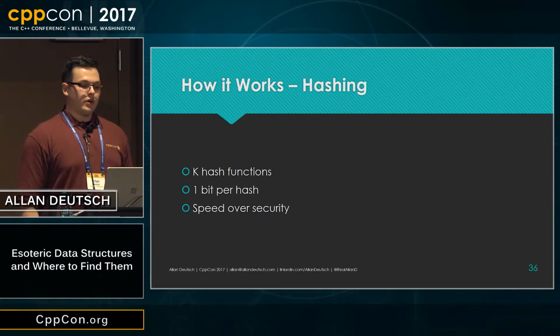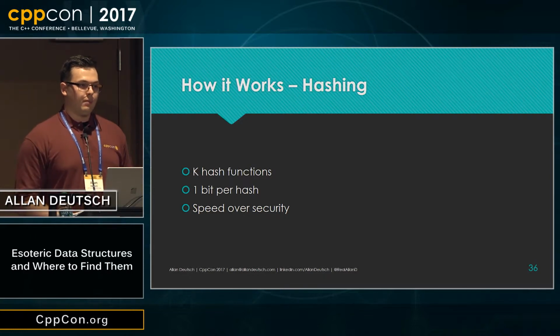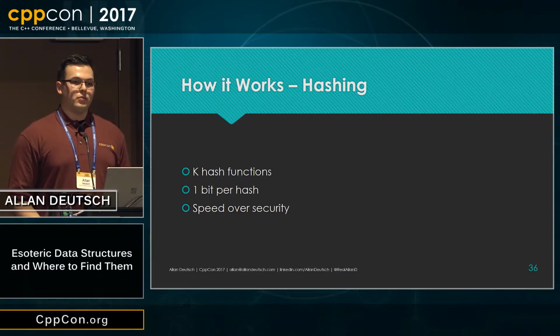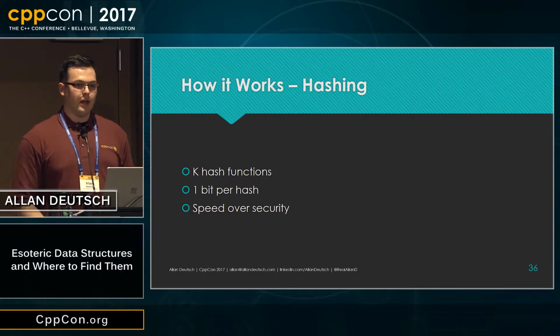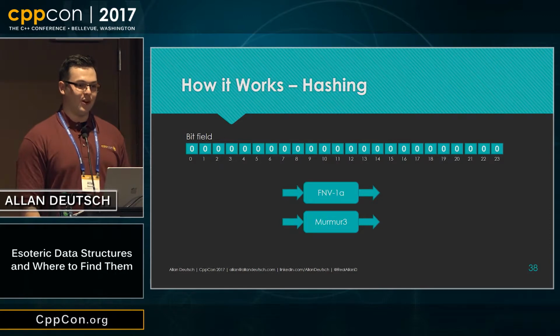And the way the hashing works is that you'll have k hash functions, and k is some user specified amount based on the margin of error you want. And then each hash will set one bit based on whatever element you're inserting. And so for these, you prefer speed over security for your hash functions. Since you're not storing your data anyway, it's not that important that they be cryptographically secure. So for the hashing, we have our two nice little hash functions here too. I chose to give them cute names like FNV1A and Murmur3.